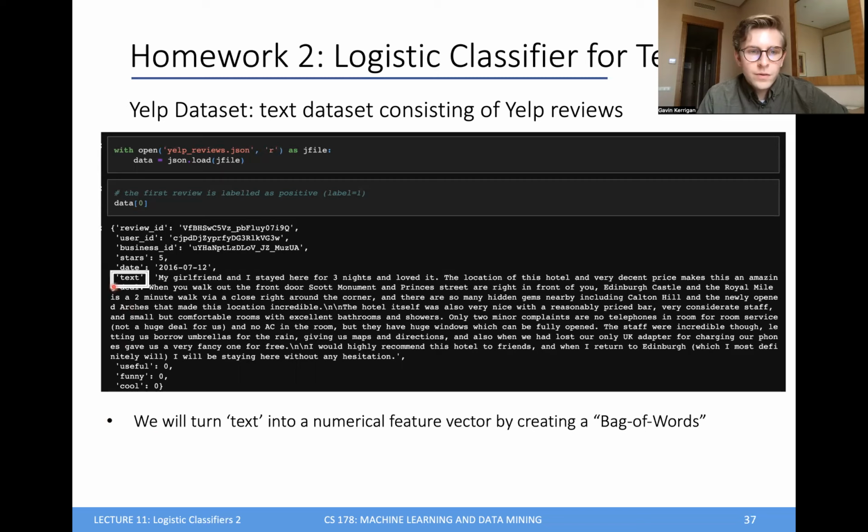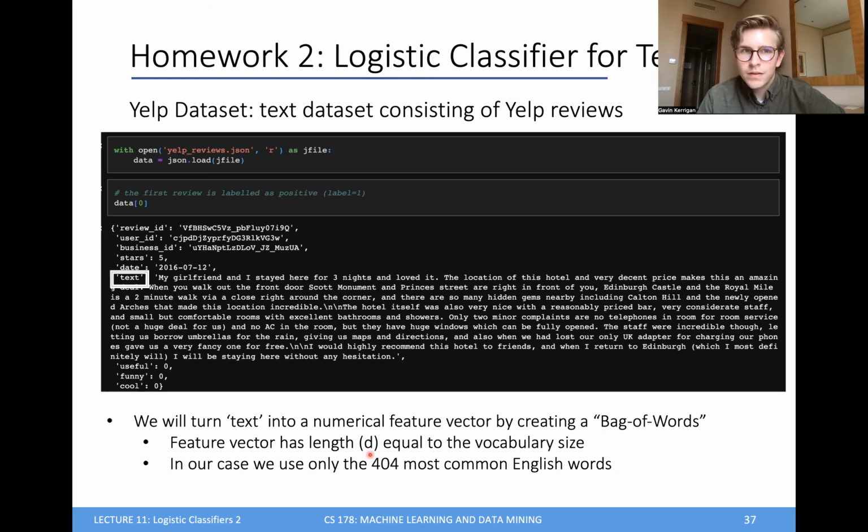What we're going to do next is we're going to turn text, which is, again, just the text of the review, into actually a numerical feature vector that we can then plug into the algorithms we've been working with. And to do this, we're going to use a technique called bag of words. It's a very common technique in natural language processing. And in order to get a feature vector out of our string of text, we're going to create a feature vector with length d, where the length of this feature vector is equal to the vocabulary size in our language.